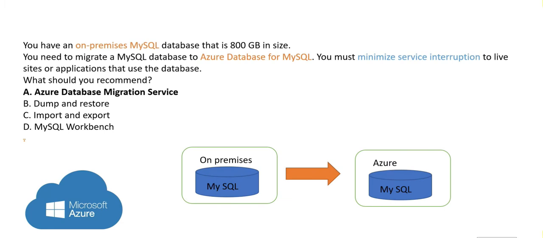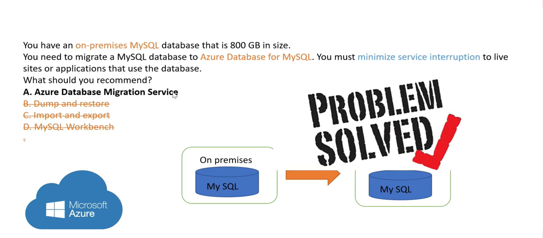Let's see other options. Option B, dump and restore. If you dump and restore, there will always be downtime. And even with C, import, there will be downtime because you will take the import and then you will export it. So B and C both are wrong. Let's see option D, MySQL Workbench. This is just like SQL Plus, where you use it to connect to the database so that you can fire queries easily. So this is not used for migration. This is a wrong answer. So our problem is solved. A is the right answer.